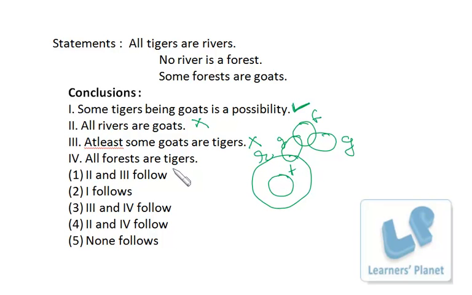All forests are tigers. So forest and tiger, definitely we do not see any intersection, because forest and this circle are different circles, right? There is no intersection. Two different sets are there. So definitely the circle of forest cannot intersect with the circle of tigers, right? So that is definitely incorrect. So just the first case is correct. So the first conclusion can be drawn. So first follows, right? Pretty simple.